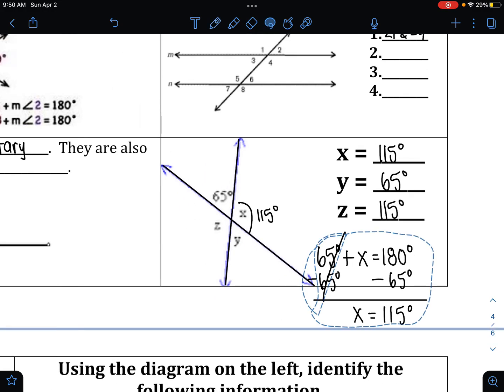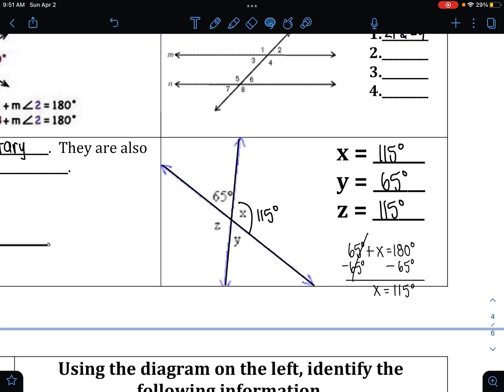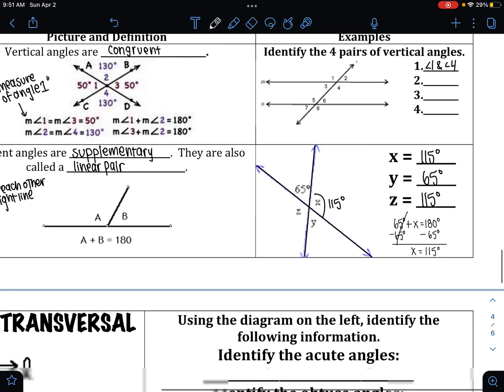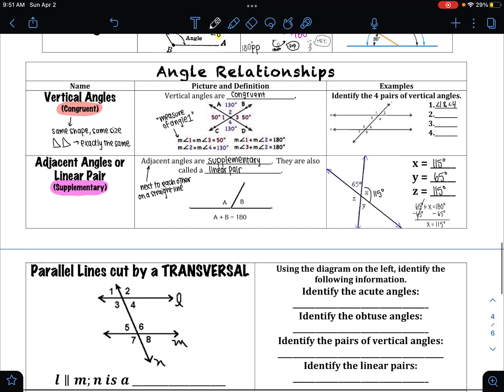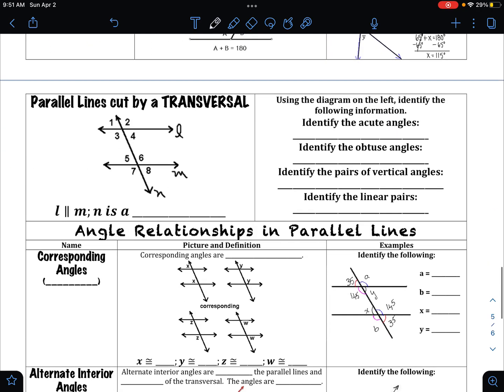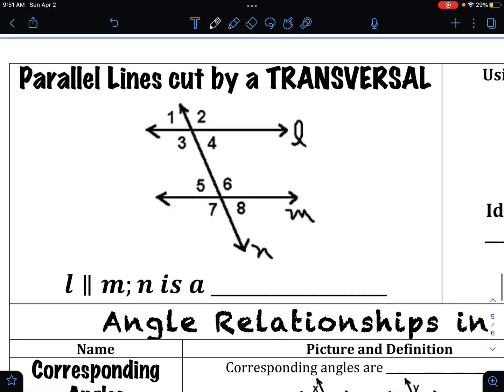So you can see that using these properties, we're going to have to figure out other measures using the algebra that we know, solving equations. So it's going to bring back some old knowledge while also bringing in some new stuff. Okay, next page says parallel lines cut by a transversal.